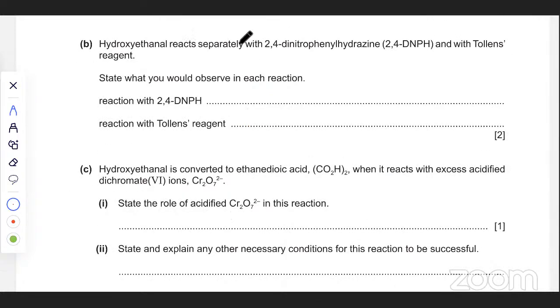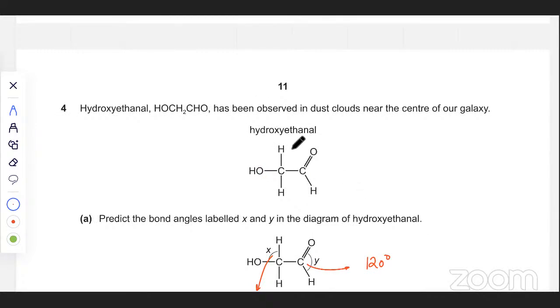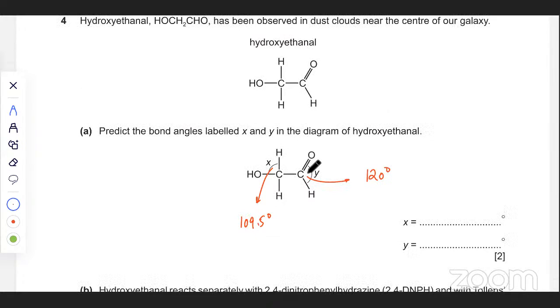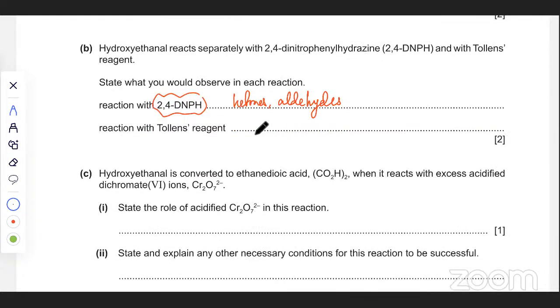The next part is hydroxyethanal reacts separately with 2,4-DNPH and with Tollens reagent. State what you would observe in each reaction. For the reaction with 2,4-DNPH, what is it reacting with? It's going to react with either ketones or aldehydes, giving an orange precipitate with both of them. Which one is hydroxyethanal? This is hydroxyethanal. It has an aldehyde, so it's going to give a positive test. It's got a carbonyl compound, so it's going to give a positive result, and that would form an orange precipitate. You can remember 2,4-DNPH.